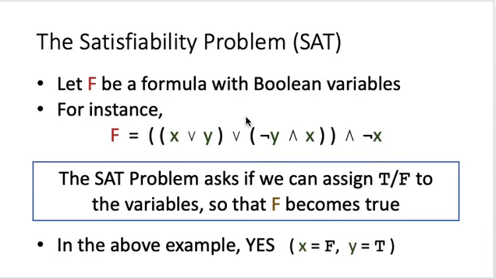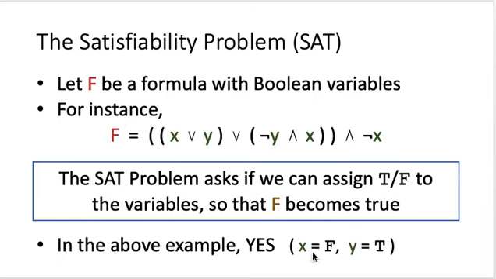So by plugging in values for x and y to be true or false, f will now have a value of true or false. The SAT problem asks if we can assign true-false values to the variables so that this big F will become true. Now in this example, it is yes. It is possible that we can assign true-false values to the variables to make the formula F true.